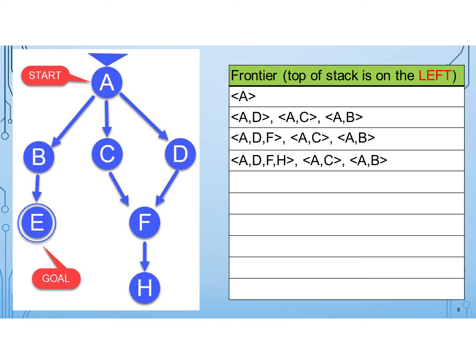Here is my frontier at this point, a stack that has AB at the bottom, AC next up, and then this ADFH path at the very top. So we pop ADFH off the stack and say, is H the goal? Nope, H is not the goal. Who are H's neighbors, the successors of H? Oh, look, H doesn't have any neighbors, and so we just throw it away. Where's my pen?